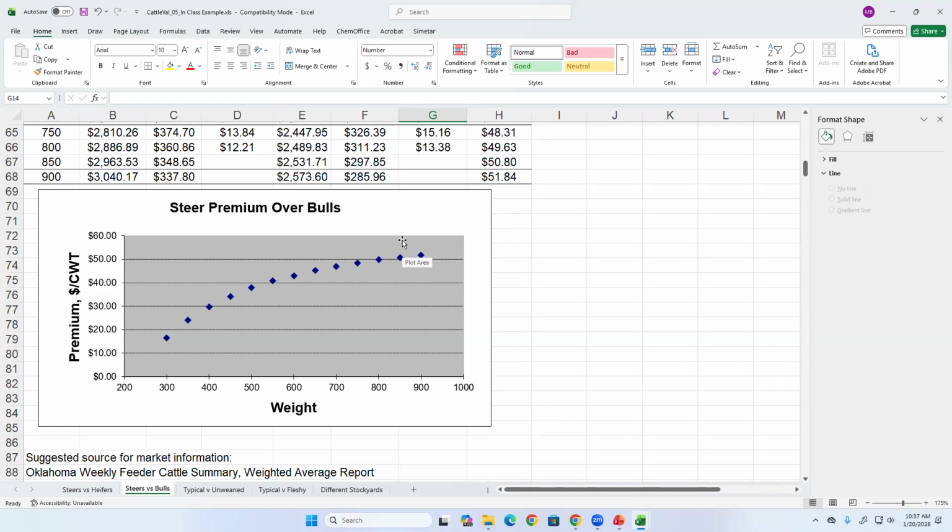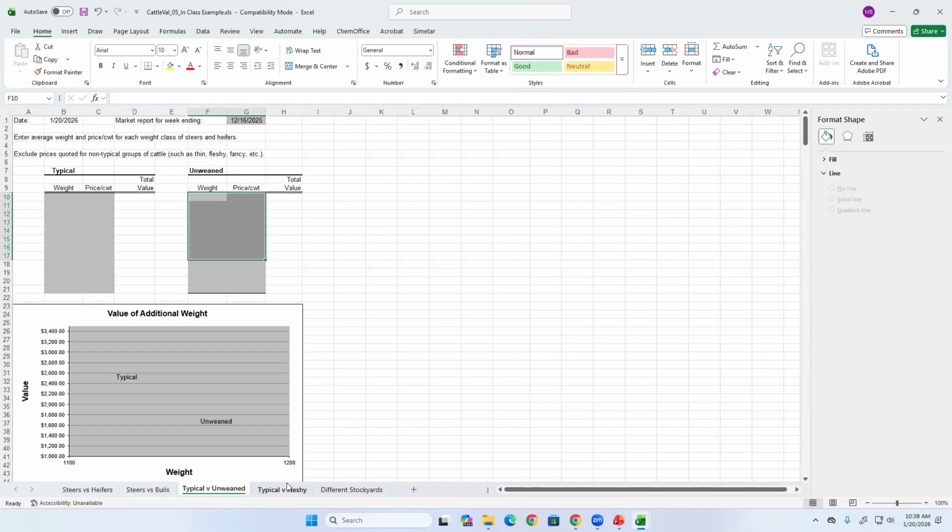So you can do this comparison with any, like you can compare typical versus unweaned. You can compare typical versus fleshy. You can compare typical versus fancy. Okay. So you can look at this and look at the premium that these animals are bringing relative to each other using this approach. Okay.